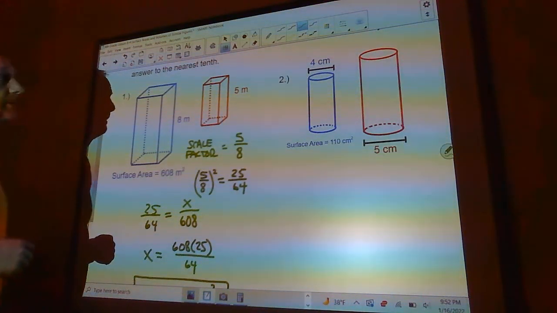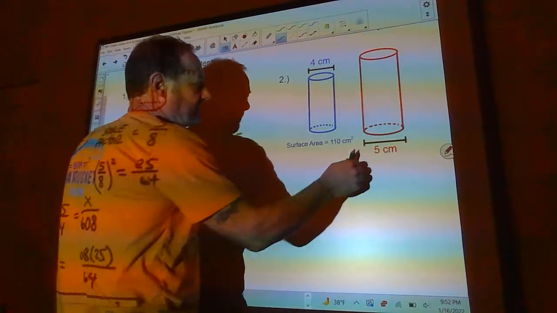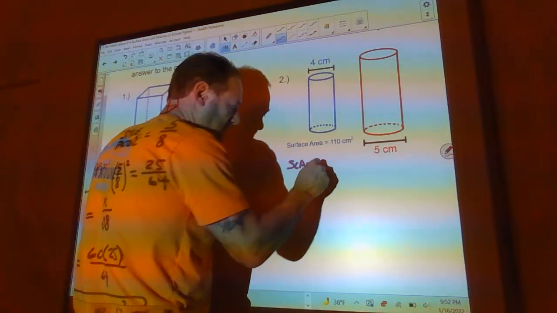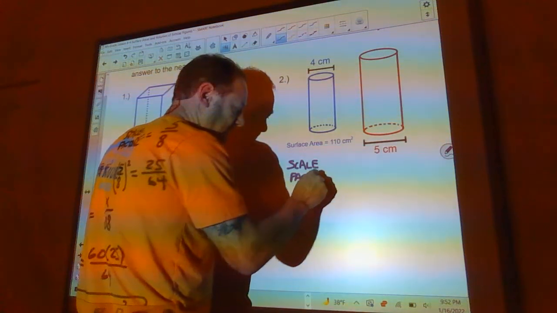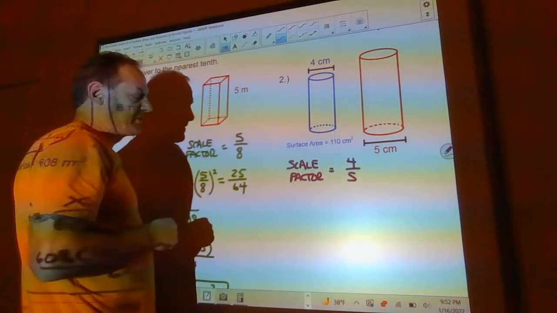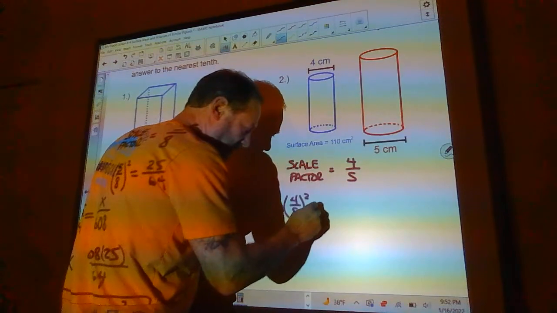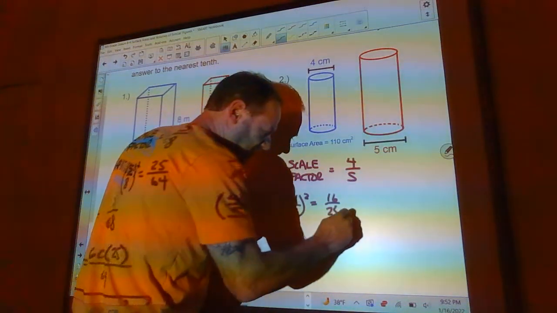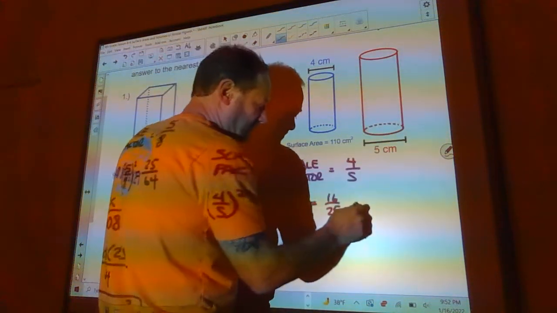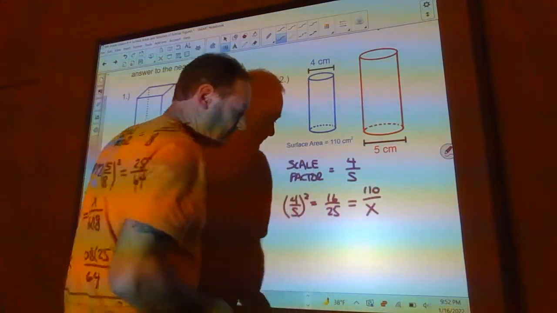So hopefully you got that. Now this one here, the scale factor, I'm going to relate the diameters. So the scale factor is going to be 4 to 5, which means the scale factor between the surface areas is going to be 4/5 squared, or 16/25. Okay, I've got the big one on the bottom. So the big one is going to be the red one on this one. That's going to be X, and the small one is going to be 110.